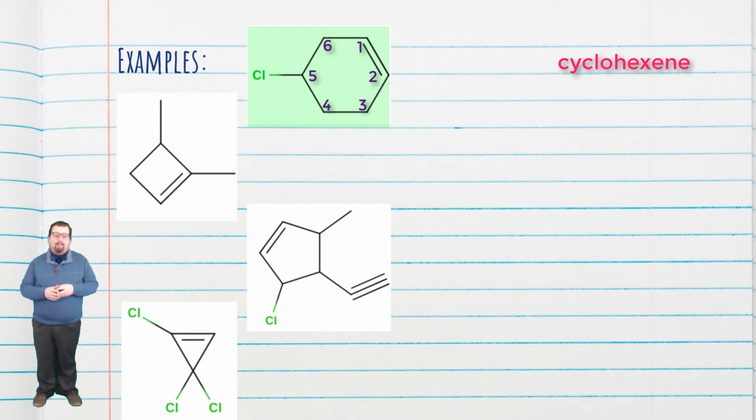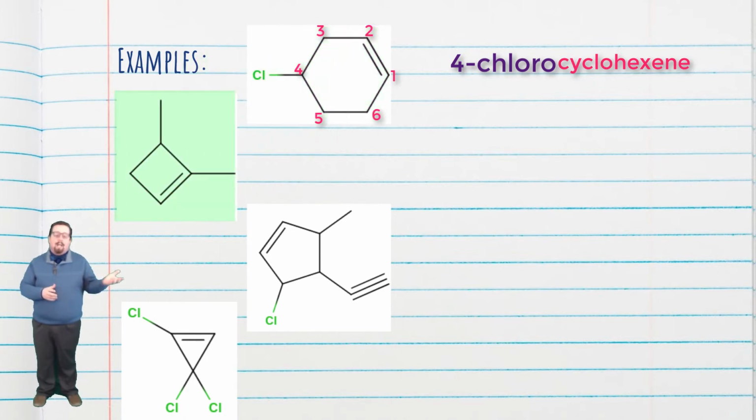Carbons 1 and 2 have to go across the double bond, so pick whichever direction will get you to a substituent first. Now continue numbering. That would make this one 4-chlorocyclohexene. What about the next one? Our 2 choices for numbering are like this. Which one gives us a smaller substituent number?